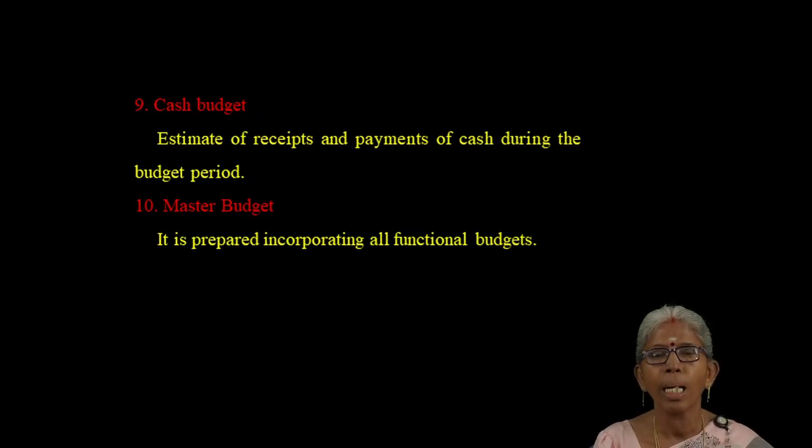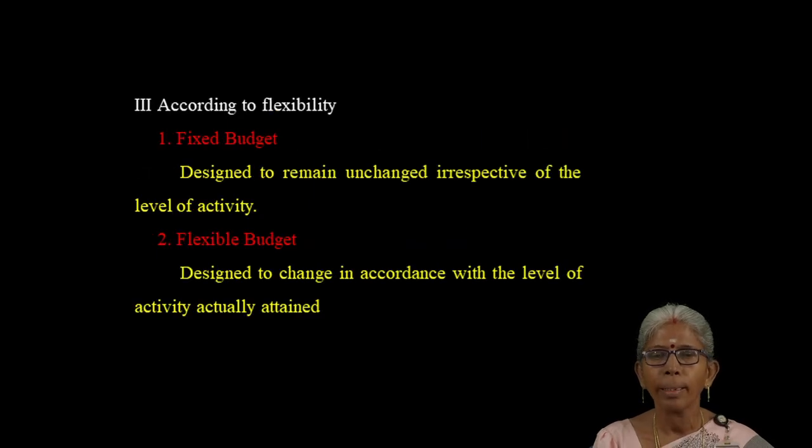Then next one, master budget. It is prepared incorporating all functional budgets. By considering all the functional budgets, we can prepare the master budget. The third classification is on the basis of flexibility. Fixed budget is designed to remain unchanged irrespective of the level of activity. Then the second one, flexible budget. It is designed to change in accordance with the level of activity actually attained.